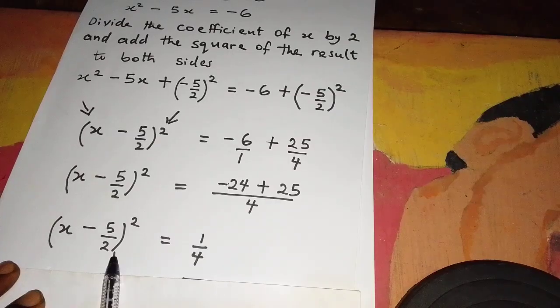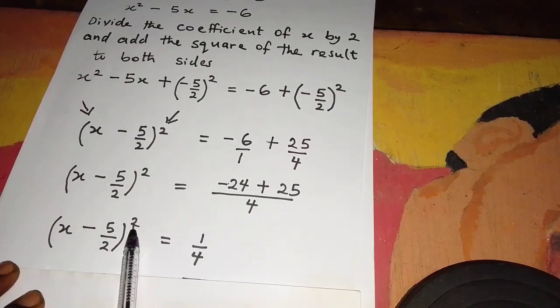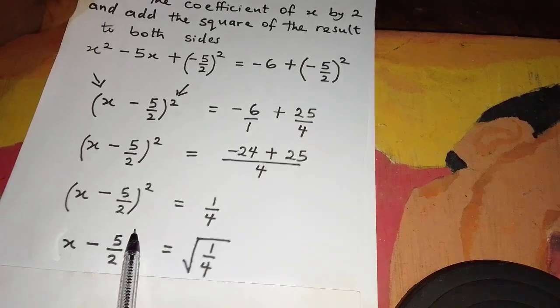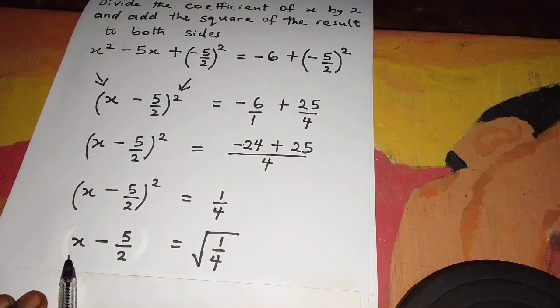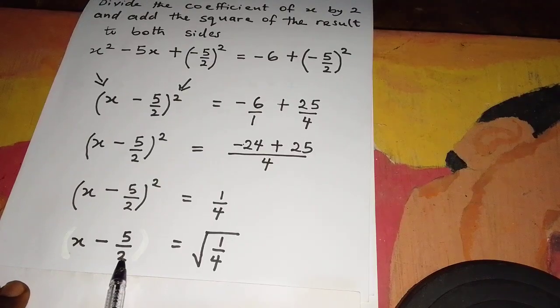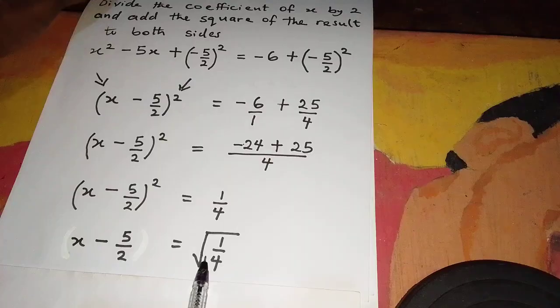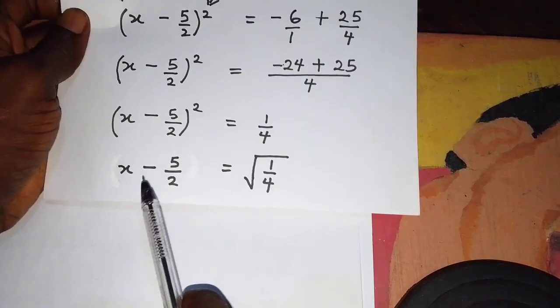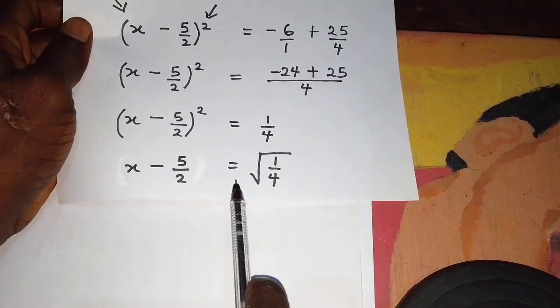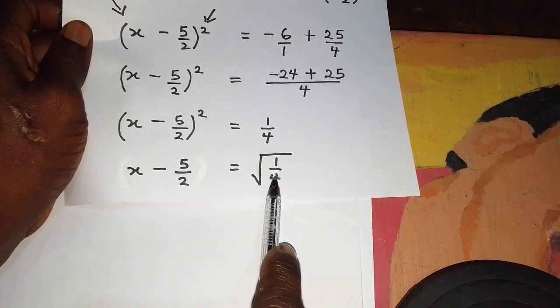Now when you get to this side, you are going to bring this square to the other side. Whenever a square crosses the equality sign, it will turn to a square root. So that means we have x - 5/2 equals the square root of 1/4. Now, after this, you find the square root of 1/4.